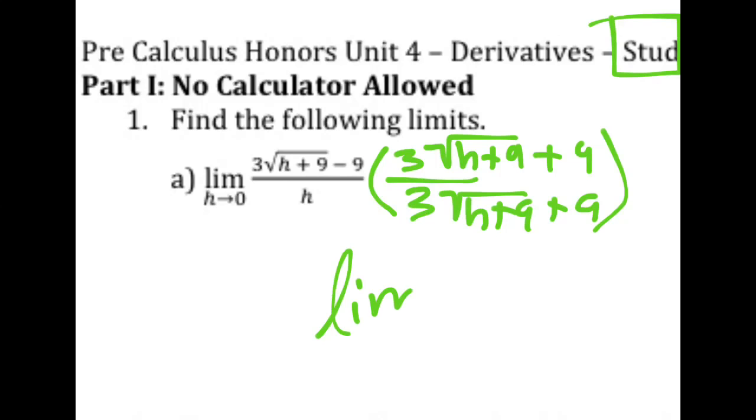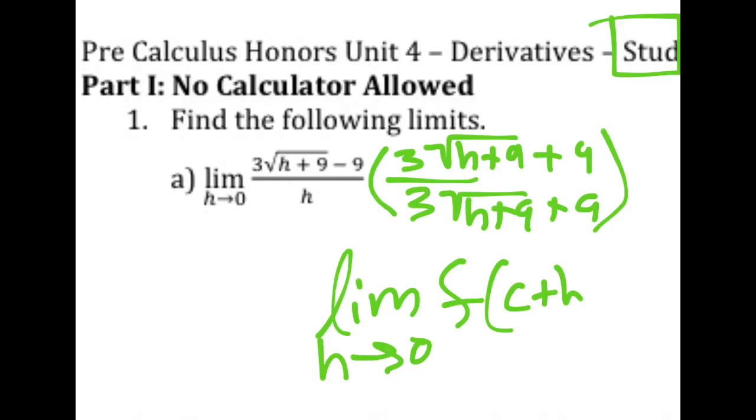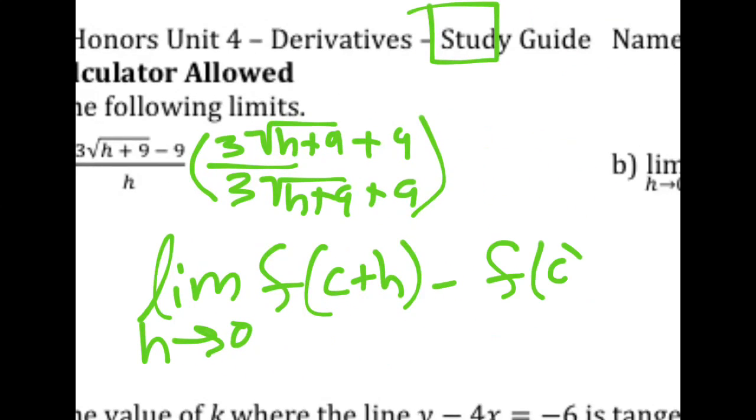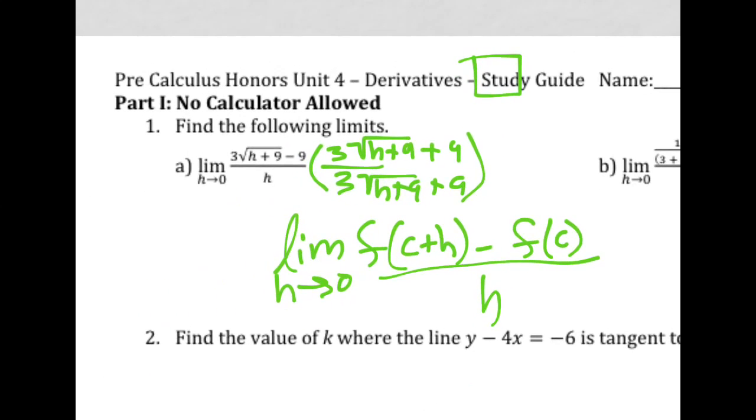This is written in the form limit as h goes to 0 of f of c plus h minus f of c all over h, which is really just a fancy way of saying the slope at two infinitely close points. So we need to look at this and we need to first pluck out the function.